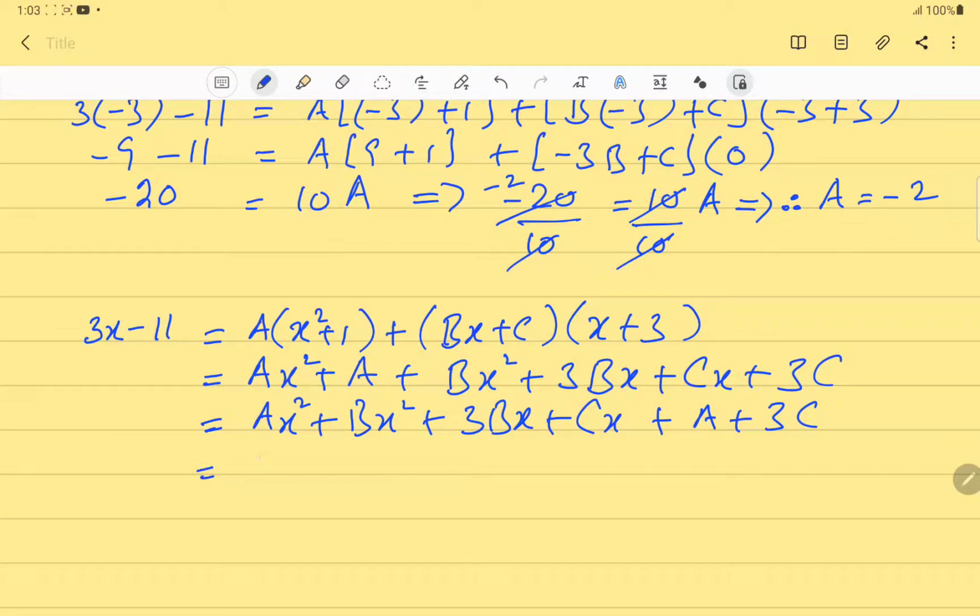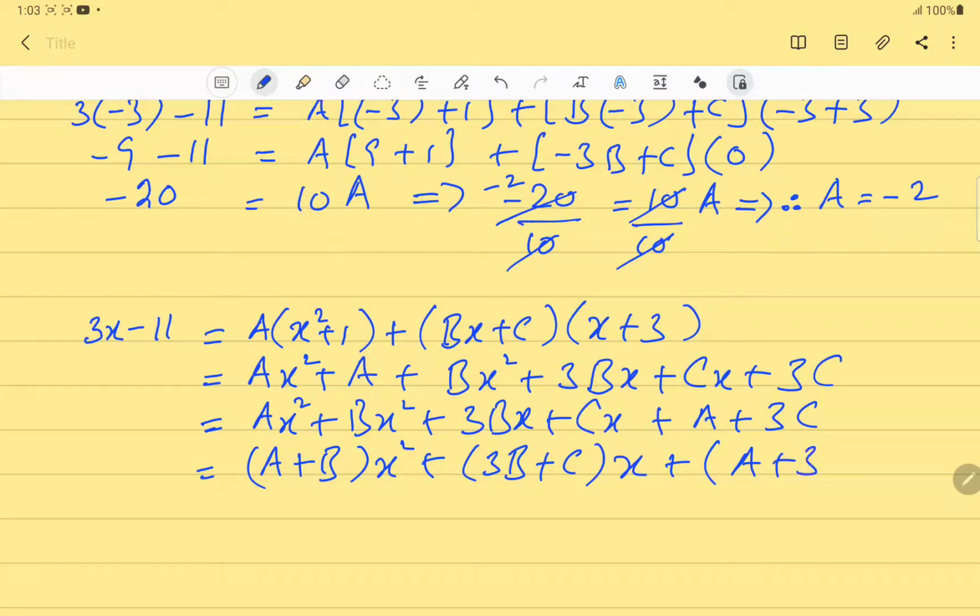In the first two terms we take x squared common: (a + b) into x squared. In the second two terms x is common, so (3b + c) into x. In the third one, which is without x, it is a + 3c. And our left side is 0x^2 + 3x - 11. This 0x^2 we have introduced ourselves because there was no term of x squared, so we have written it as 0x^2, which means 0.